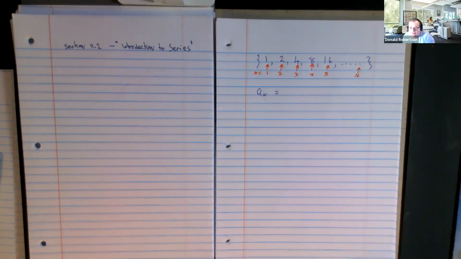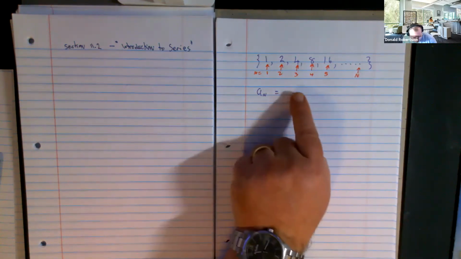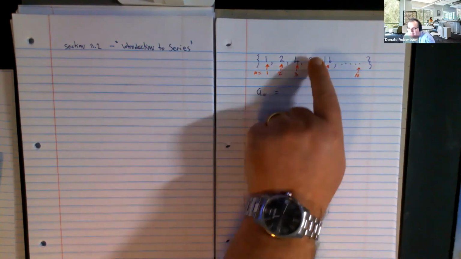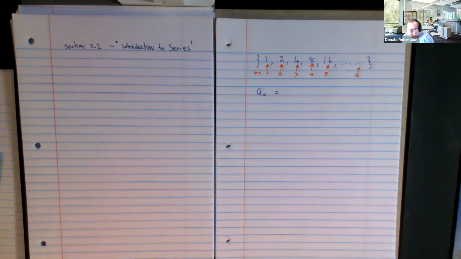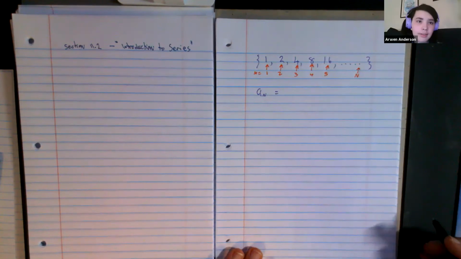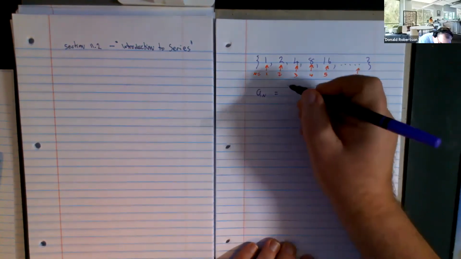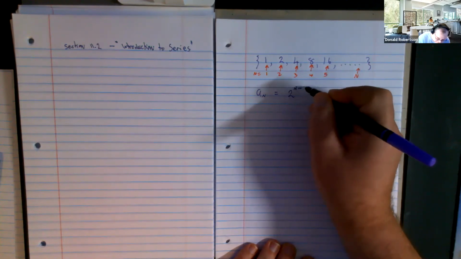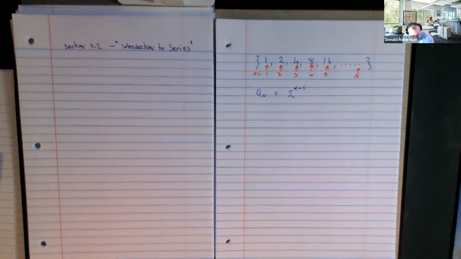Any suggestions? What would you do with 3 to get 4 as an answer? What would you do to 4 to get 8 as an answer? I think you could do 2 times 2 to the n minus 1. That is a very interesting answer. That will actually do the job. So you don't need the extra 2, but you pretty much nailed it.